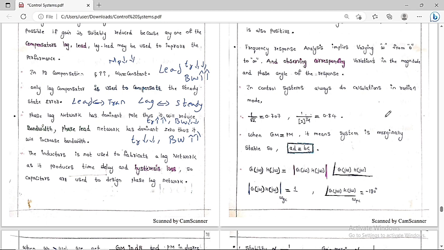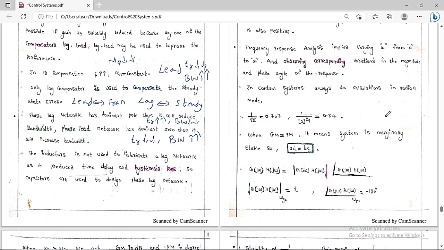The next point is, in control systems always do the calculations in the radian mode. I already told you, in control systems you always do calculations only in the radian mode. I have told you this many times, so always keep this in your mind.